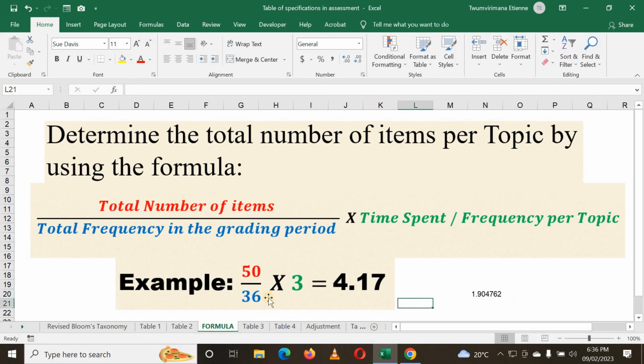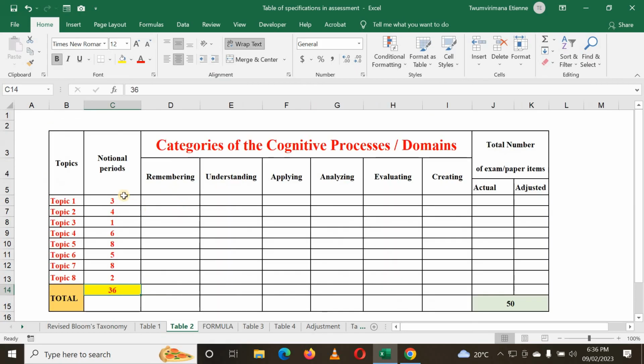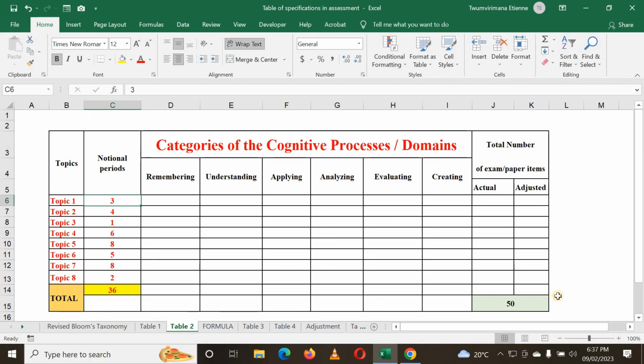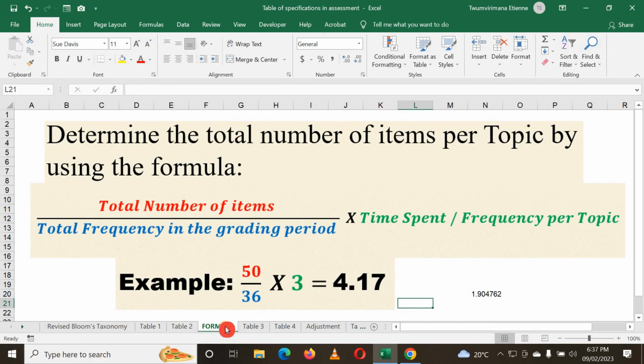But remember here that we have supposed we are going to put 50 questions in our paper, times 3 over 36. 3 is the number of periods, here you can see, and 36 is the total, the sum of all periods. And 50 is the total number of questions that we wish to put in our paper. I think now you get it. If you understand this formula, it's fine, and it's good.